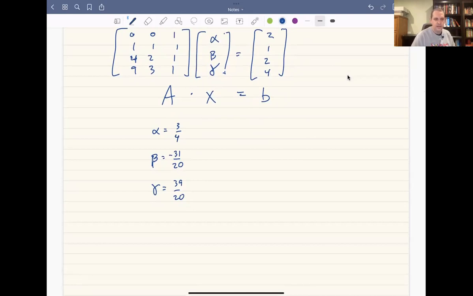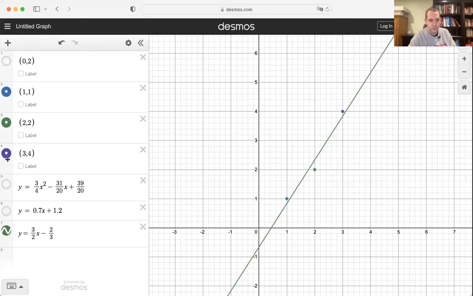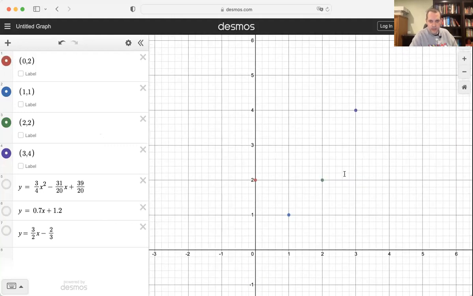Let's go back and look at Desmos one more time. Let's look at our points here. I've taken these points and now I'm going to get rid of our line of best fit for those 3 points. I'm going to add in this point (0, 2), so now we have this new red point here. The parabola that gives us the least squares approximation will be exactly this: 3/4 x squared minus 31 over 20 x plus 39 over 20.